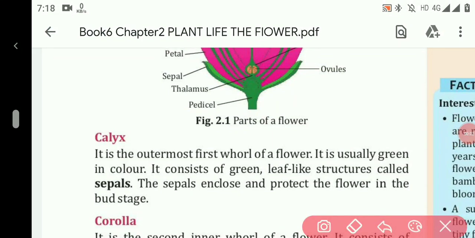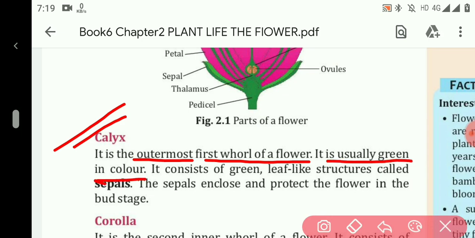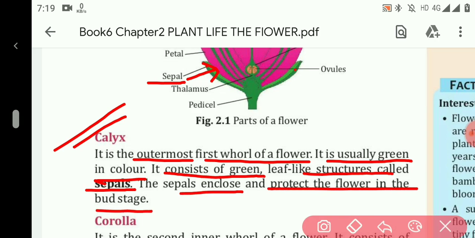So the first part is calyx. Let me explain in detail. What is calyx? It is the first and outermost whorl of a flower. It is usually green in color. As you can see here, these sepals are green in color. It consists of green leaf-like structures known as sepals. So what is the function of sepals? The sepals enclose the flower and protect it in the bud stage.